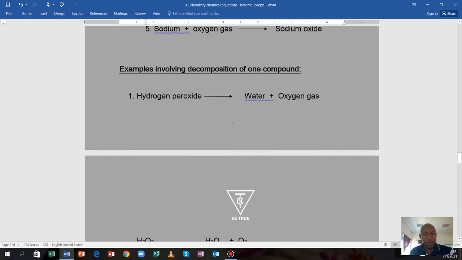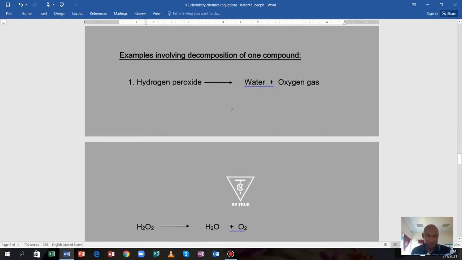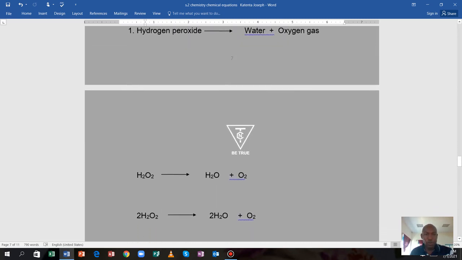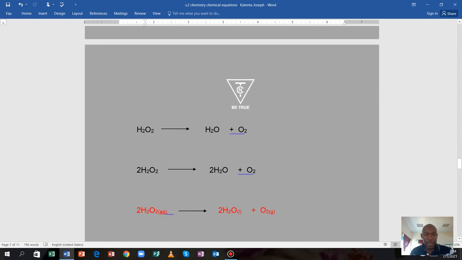Let's have another set of examples of how to write the equations. Examples involving decomposition of one compound. Consider a compound like hydrogen peroxide, which can decompose to form water and oxygen gas. A decomposition reaction is that reaction in which a substance breaks down into simpler ones chemically. Now, hydrogen peroxide is H2O2, but it breaks down to form water, which is H2O, and oxygen gas.